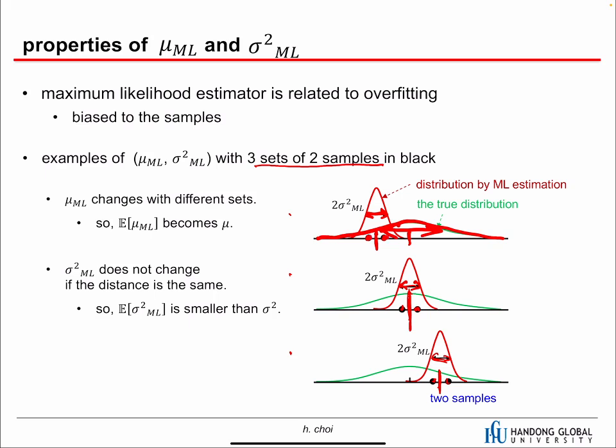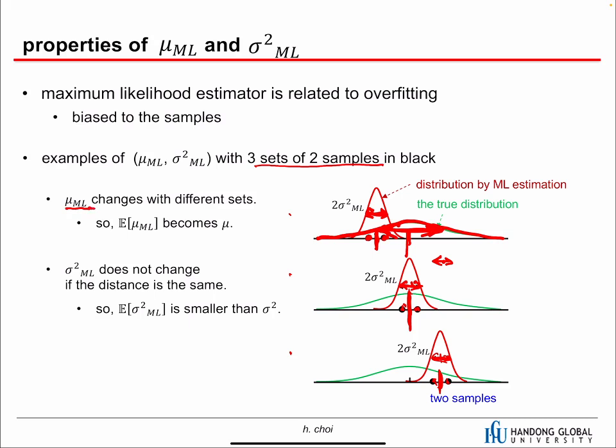But with the two samples, when we find the maximum likelihood estimator, the mean is here, the variance is here, and the mean is here, the variance is here, and likewise for the third. Then when we take an average of these three, the mean is converging to the true mean, but the variance, if we take an average of this variance, probably the average will be like this, which is way smaller than the true variance.